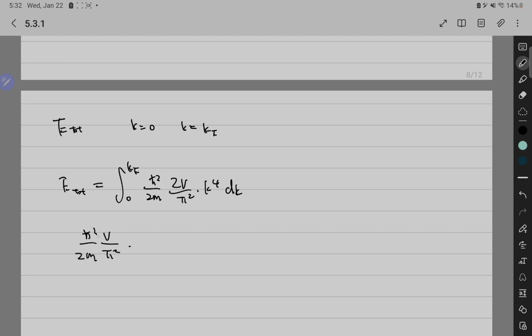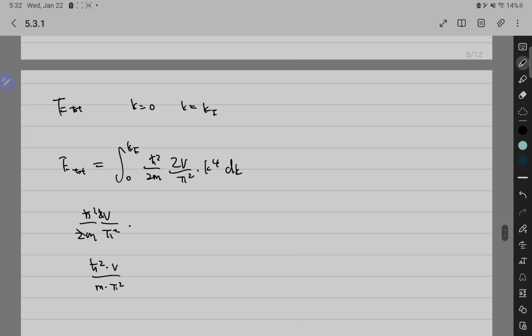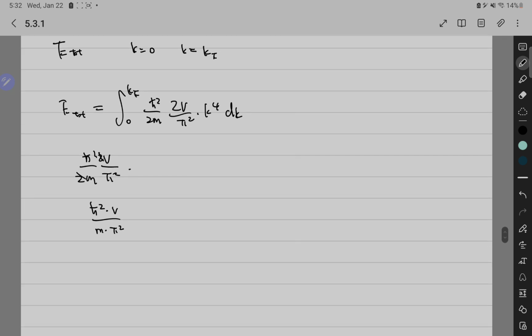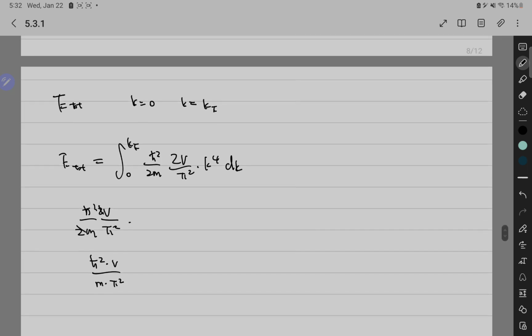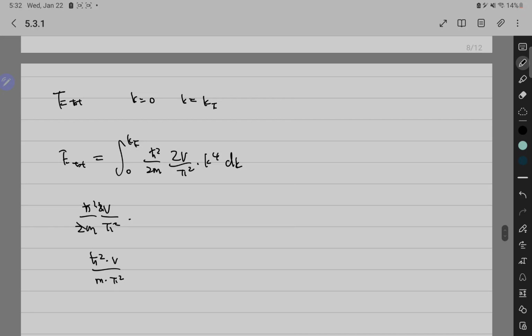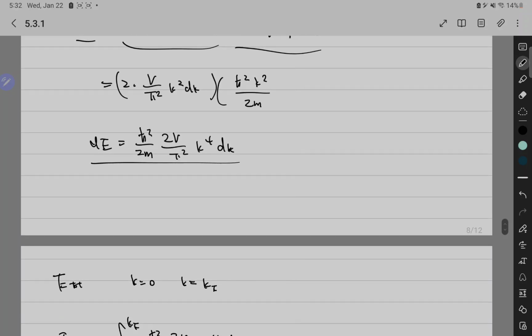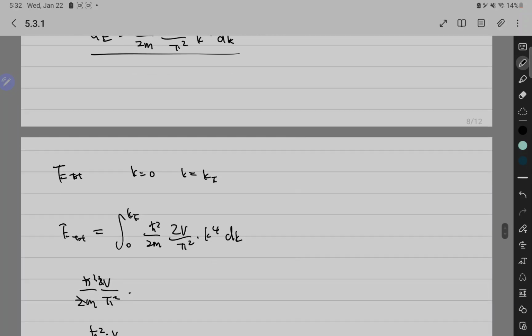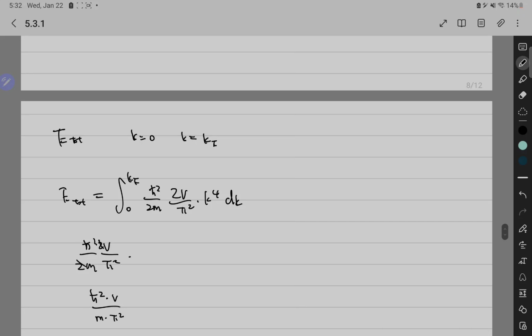So what we really get, I'm missing a 2V here. So what we really, no, this 2 actually just cancels out, right? So you just get h squared times V over m times pi squared. Wait, did I do something wrong? So h squared over 2m times 2V over pi squared times k to the power 4. So we remove all the constants.